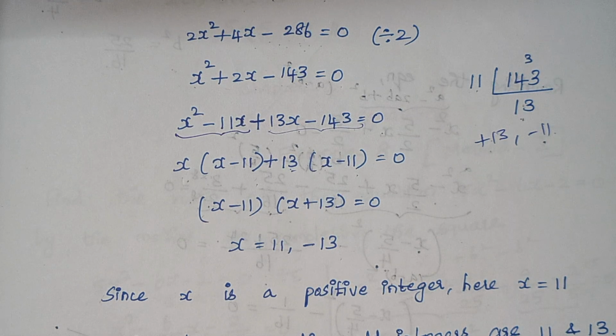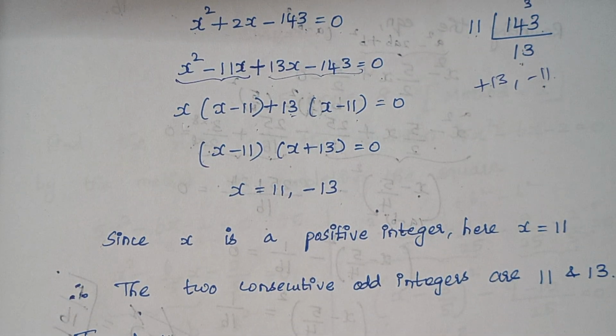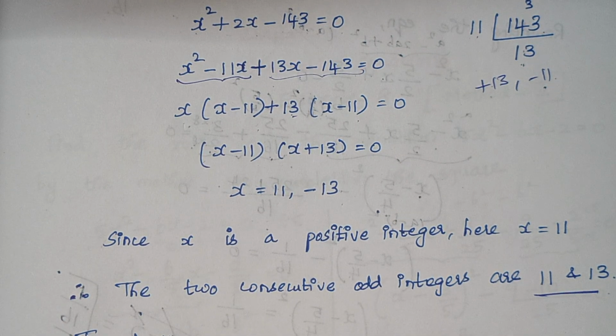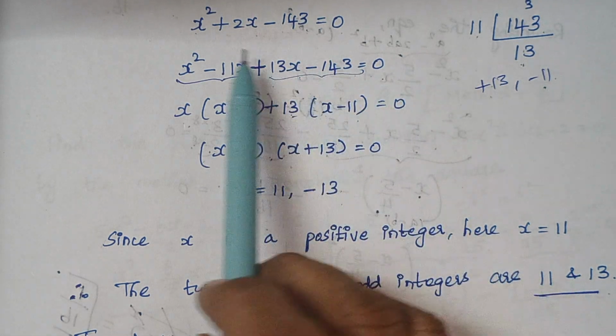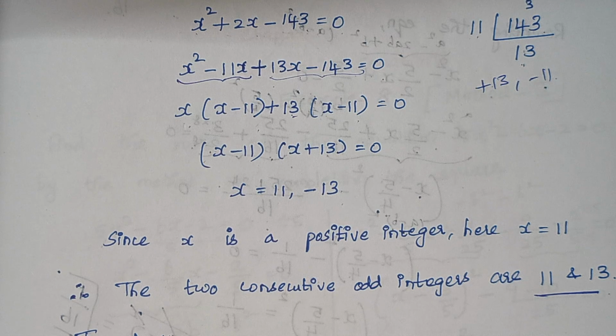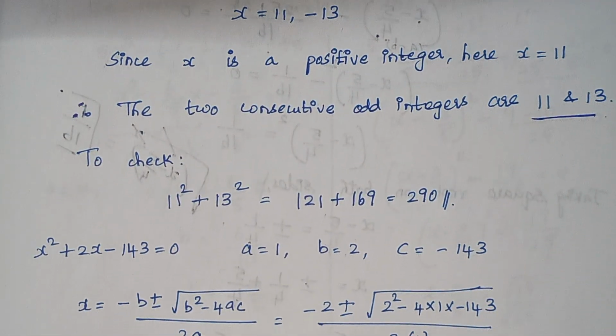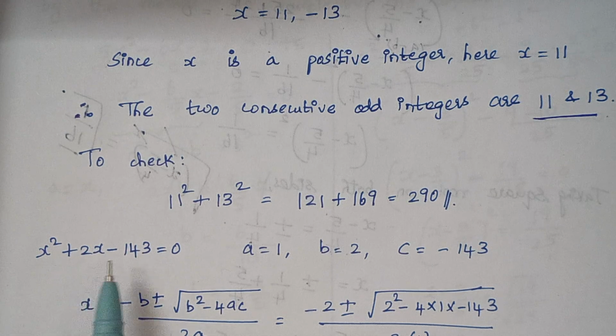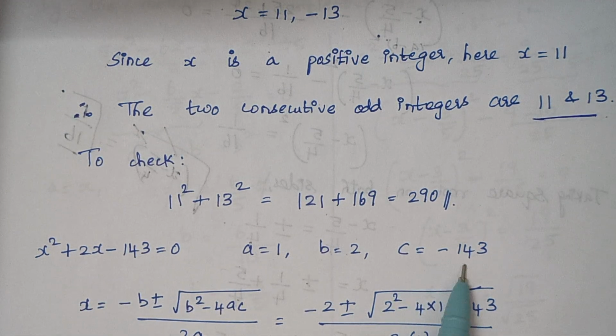When x is 11, what about x plus 2? It is 11 plus 2, which is nothing but 13. Right. So finally, this is our answer. And we can solve this same quadratic equation by using the quadratic formula. So how to use this formula? Again, this is our equation. The value of a is 1, b is 2 and c is minus 143.